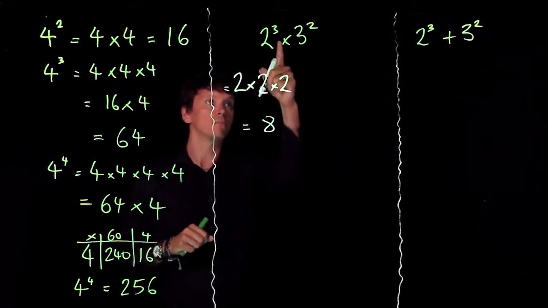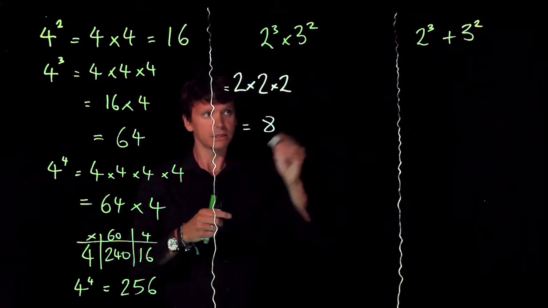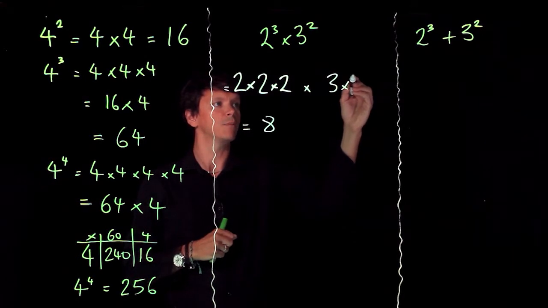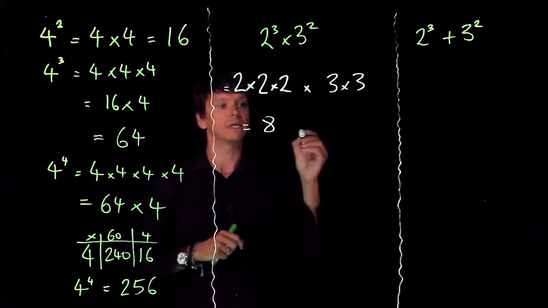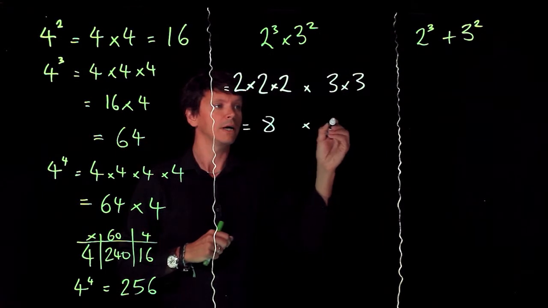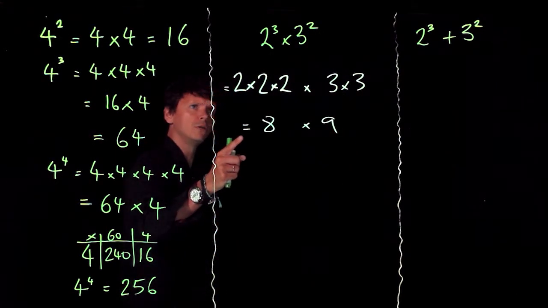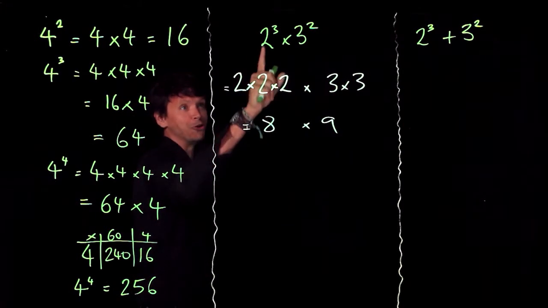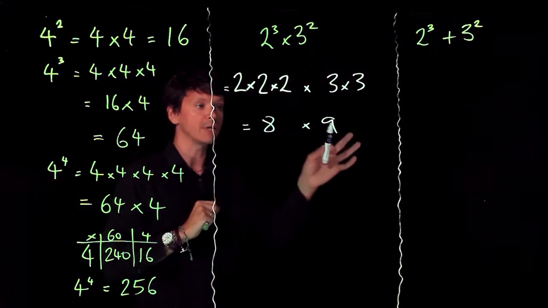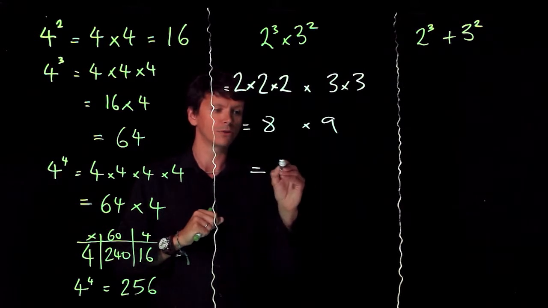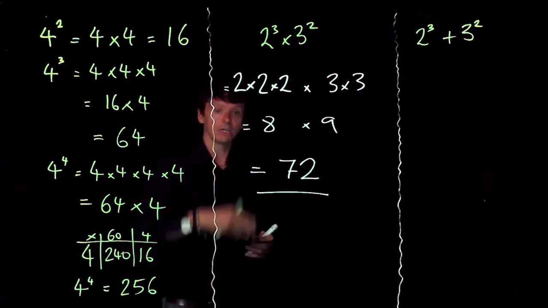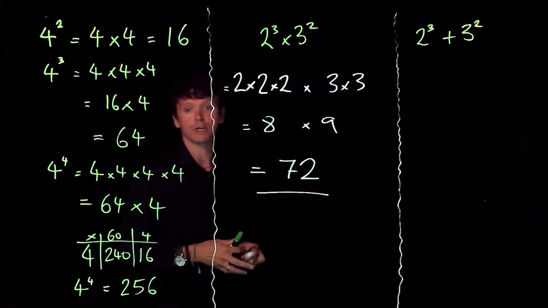What about this second bit? 3 squared. We're multiplying by 3 squared. So multiplied by 3 squared means 3 times by 3. 3 times 3 we know is 9. So actually we're coming down to 2 cubed times by 3 squared equals 8 times 9, which equals 72. So what I've done there is I've evaluated 2 cubed times 3 squared.